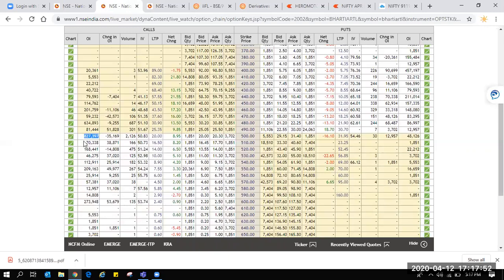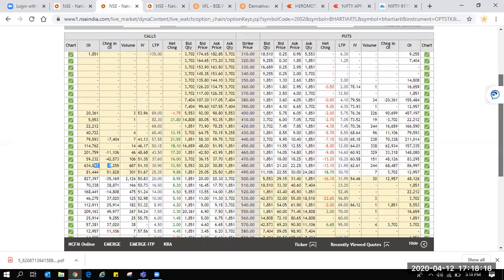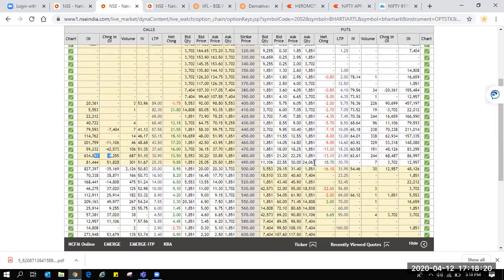The next resistance which is coming at around this one, 480, but 480 is already crossed and sustained. So we need to see the price action at 480 strikes, and how the stock is reacting on Monday, whether it is sustaining or it is crossing. It is closed at 490, in between 480 and 500.